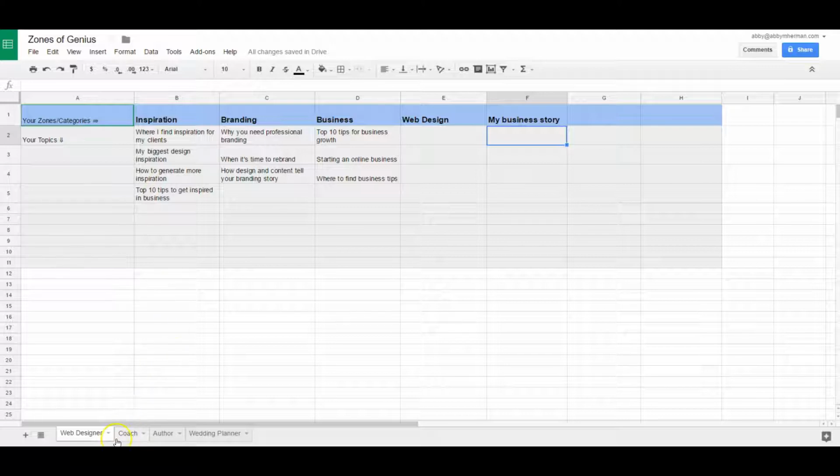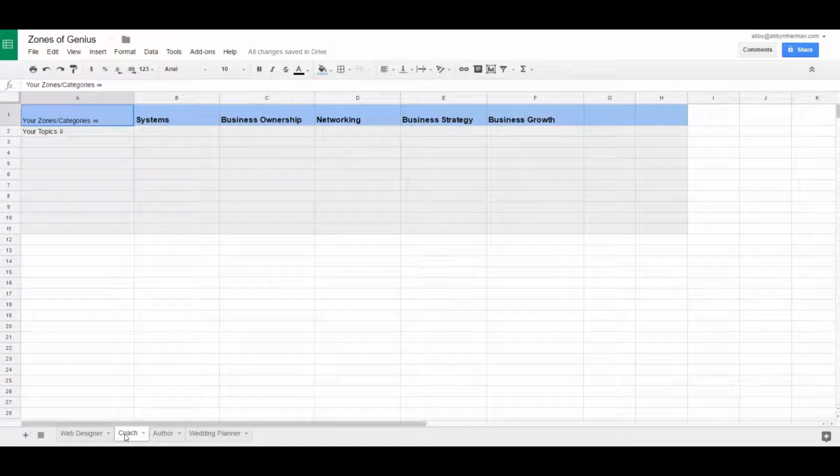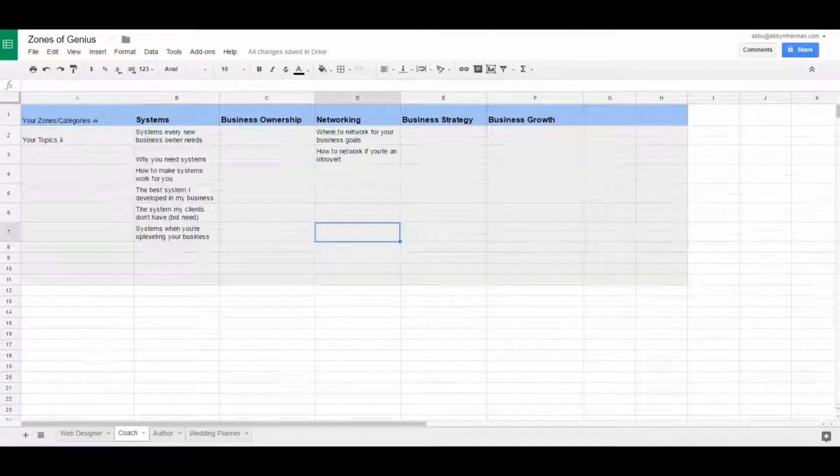So let's look at the coach example because I want to give you a couple of different examples to work with here, because something that I say might spark an idea that you might have in another area. So zones and categories, so systems. A lot of business coaches work on systems. They talk about business ownership, how to network, business strategy, and business growth. And then again, we're going to come up with as many topics as we can in each of these using some of those question words.